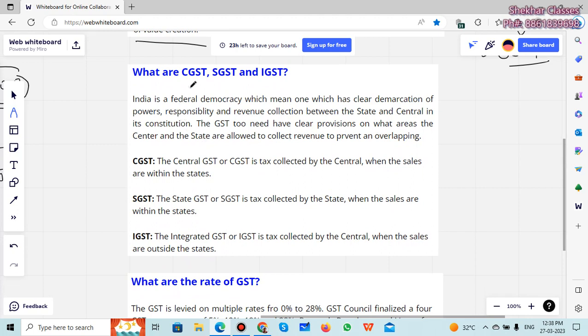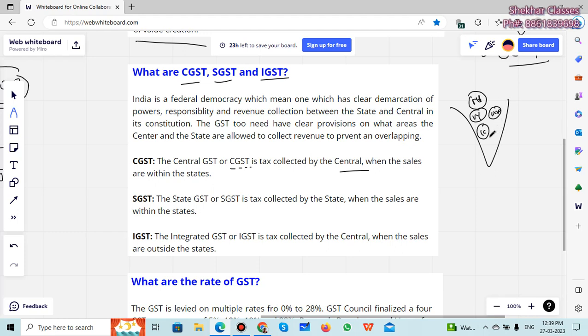Now comes here, what is CGST? There are different types of taxes: CGST, SGST, and IGST. So CGST is basically, we call it the central GST, collected by the central government when the sales are within the states. For example, there are states we have in India, say Madhya Pradesh, this is Maharashtra, this is say Karnataka, this is say whatever. And this is Hyderabad, there is Telangana and Andhra Pradesh over there, like that.